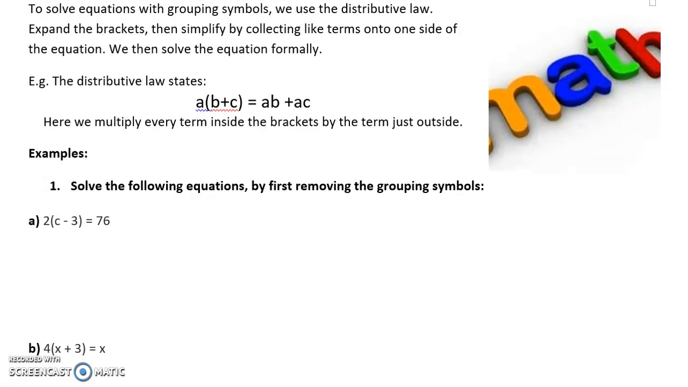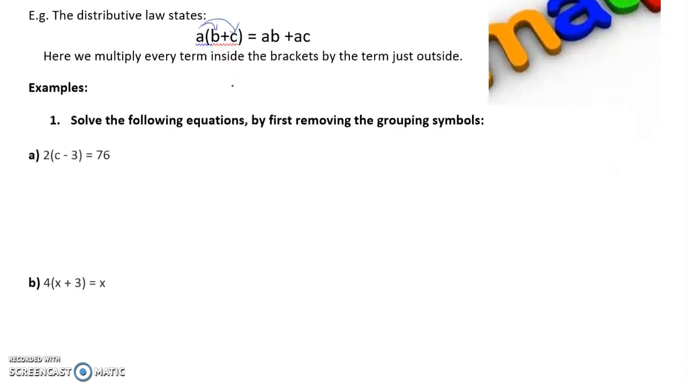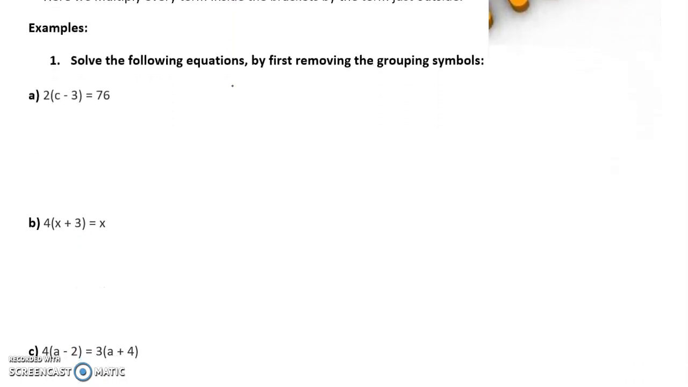So when we want to get rid of grouping symbols or brackets, we use something called the distributive law, okay? And this is something we've learned in our previous topic, where basically we multiply everything inside the brackets by the term at the front. In other words, we expand the bracket. So sometimes when you're solving equations, you have to actually expand the bracket first. So that's what we're learning how to do today.